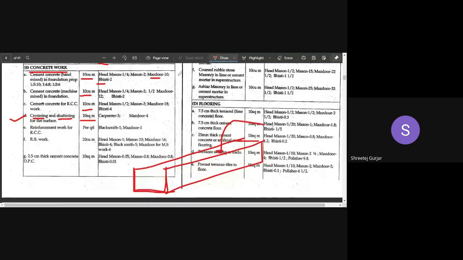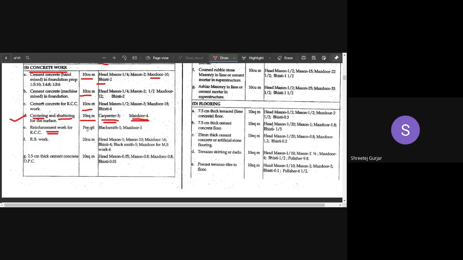This formwork of a beam is usually supported on props. On centering, it is supported, right? So we require this centering and shuttering work, and we require laborers for this particular work. Which kind of laborers? You can see we require 3 carpenters and 4 Mazdoors, right? 4 Mazdoors to carry the panels and formwork, all those things, and to help the carpenter in preparing the formwork.